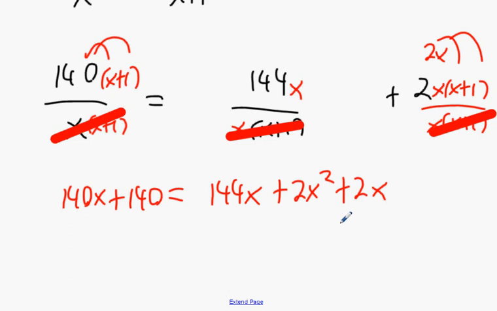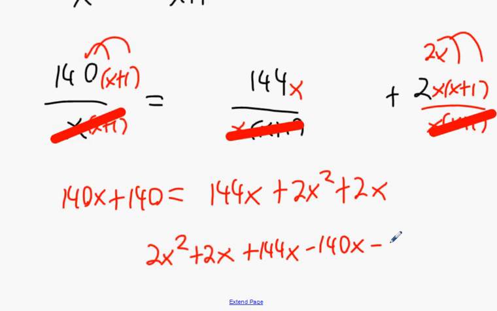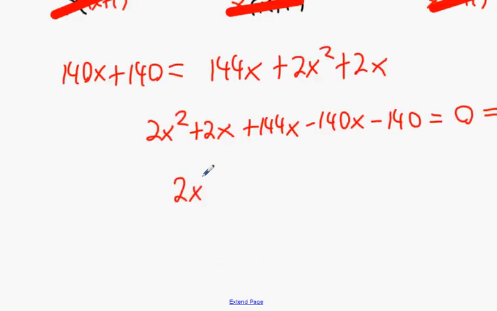So what's going to happen next then, guys? Move everything to one side. So we're going to get 2x squared plus 2x plus 144x minus 140x minus 140. Now, the 0 equals is over this side, isn't it? But I'm well within my right to just put it over here instead. It's the same thing, isn't it? So 2x squared, that's going to be 6x in the middle, and that's minus 140 at the end.